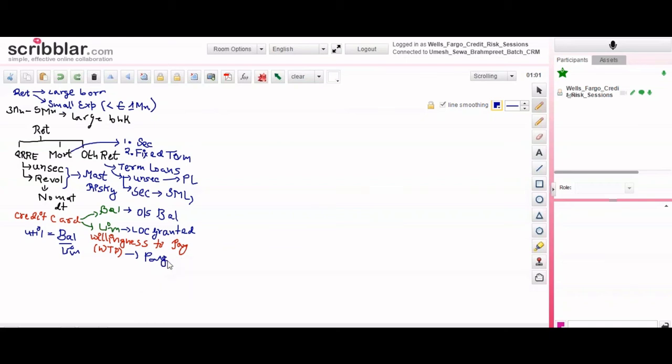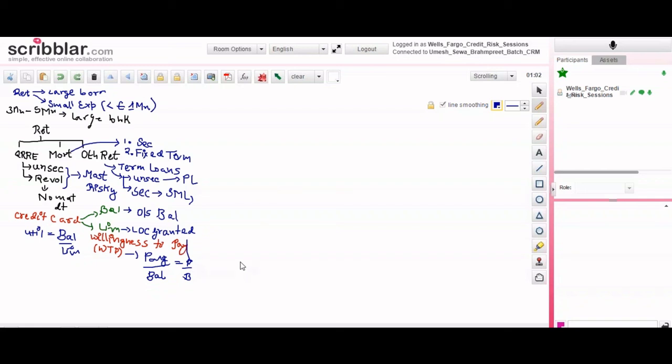relative to the overall balance. That is the payment balance ratio. So if we want to assess the riskiness associated with the borrower, I would not only look into his utilization, but I'll also look into his payment balance ratio. So this is what the payment balance ratio is, PYB.